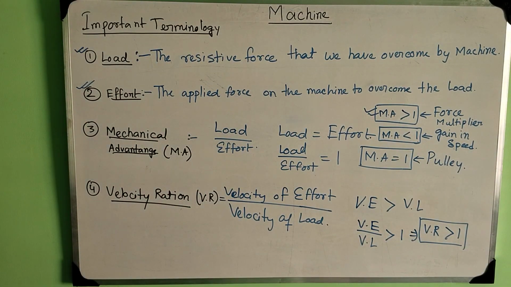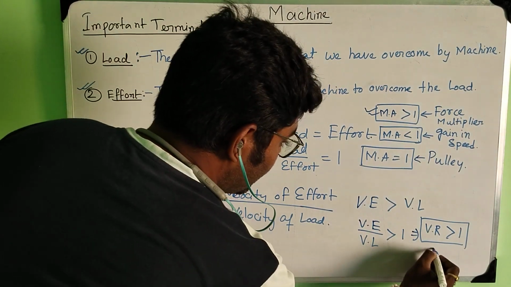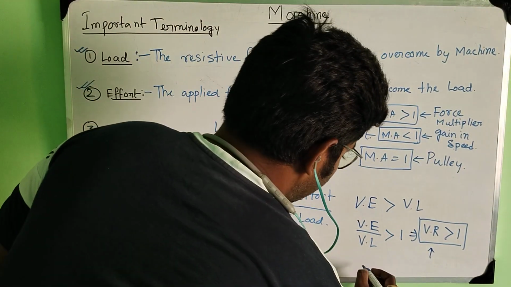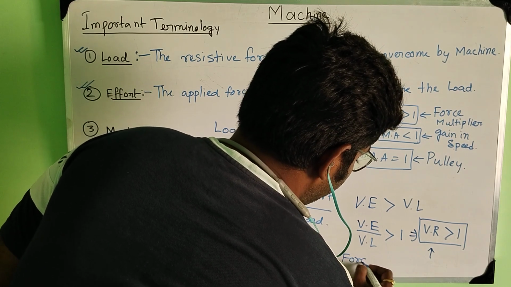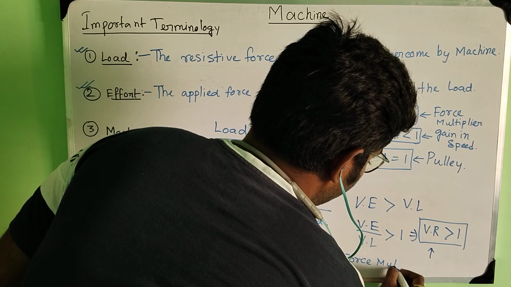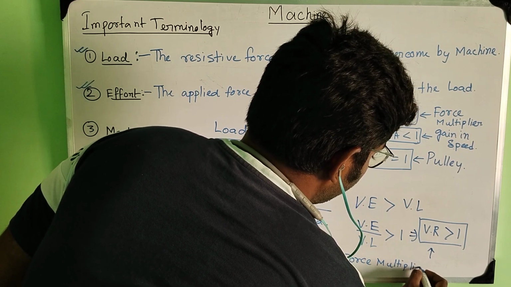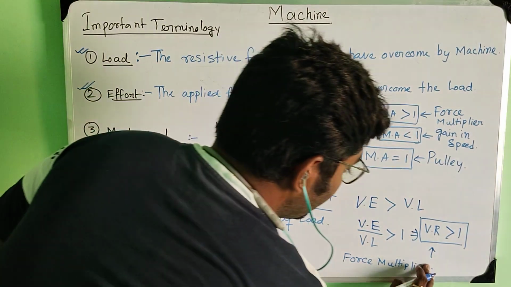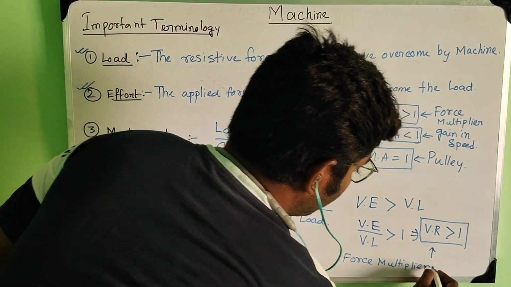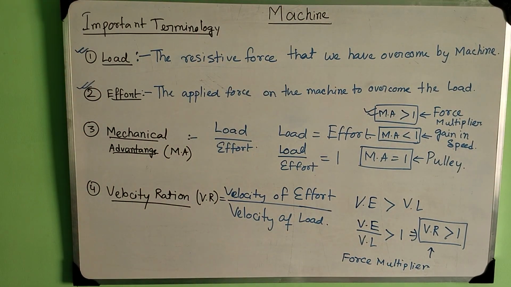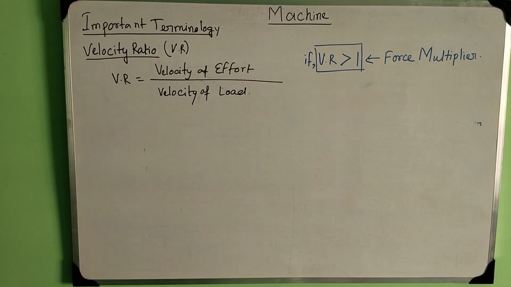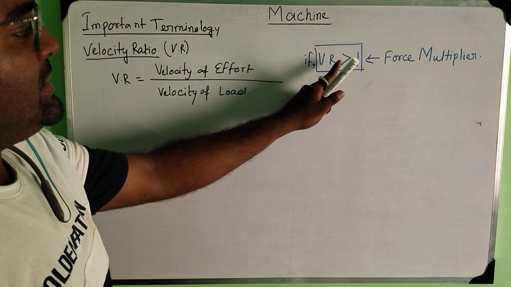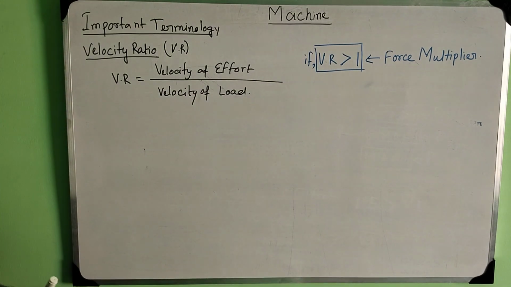Then what will happen? This will act as a force multiplier. Okay, so for velocity ratio greater than 1, it will act as a velocity multiplier.